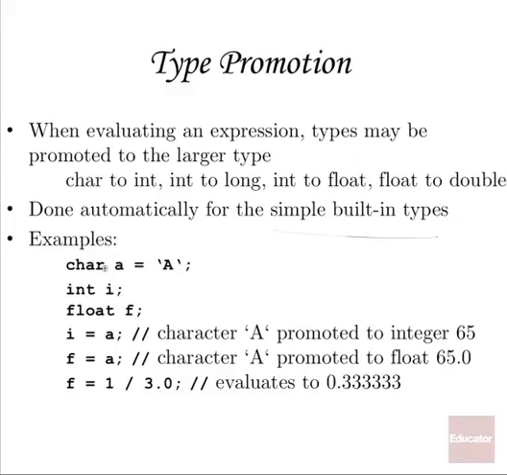Here's an example. We have a char. We're defining it as capital A, which, as we've seen before in ASCII, is a numeric 65. We have integer i, float f. i is set to A. The character A is promoted to the integer 65. As a character is only 1 byte long, it would be between 0 and 255. The int, now, can be between 0 and 2 billion and something. Now we put that in the float. Now it's promoted to the floating point number 65.0. And in this example, we have the 1 and we have a floating point in the expression. So the 1 is automatically promoted to a floating point number in order to do this division. So it evaluates to 0.333.